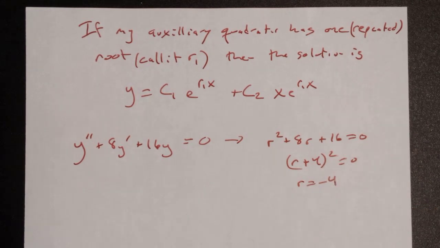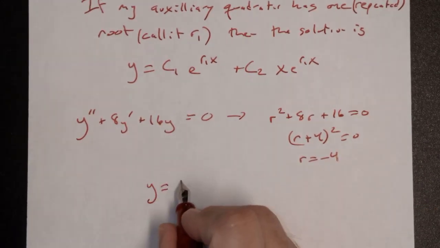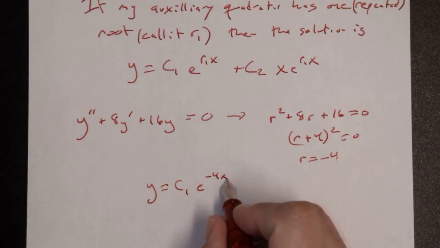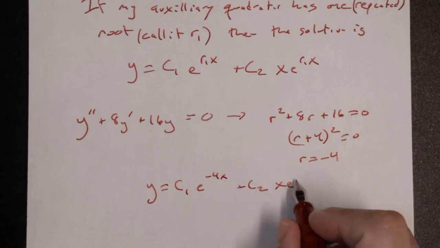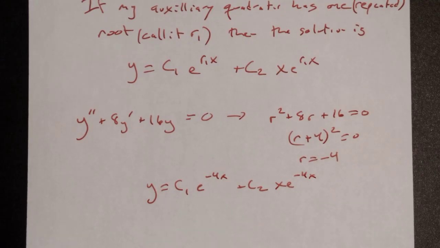Ready? My solution is y equals C1 e to the minus 4x plus C2 x e to the minus 4x. Whenever I see a repeated root, that's what's going to happen, because I have constant coefficients. This is rigged. This is rigged really hard. Rigged.